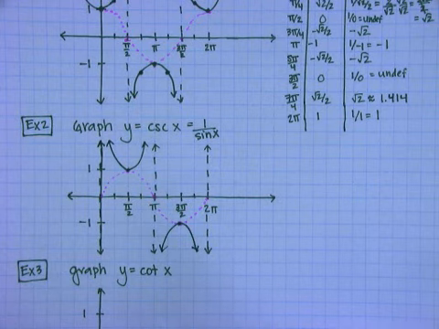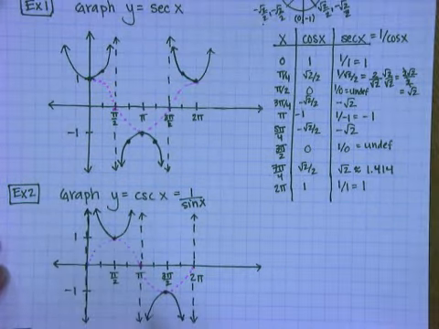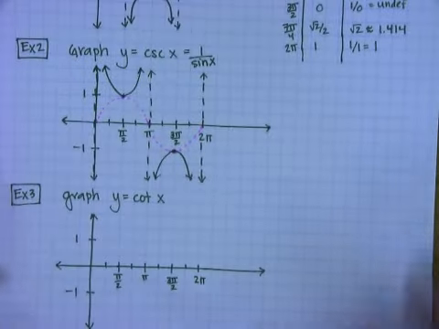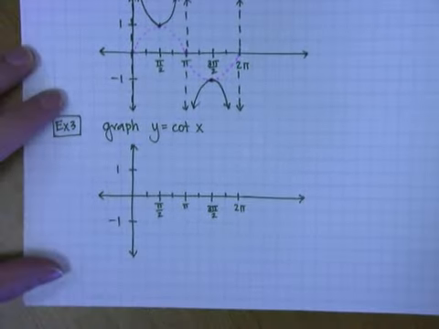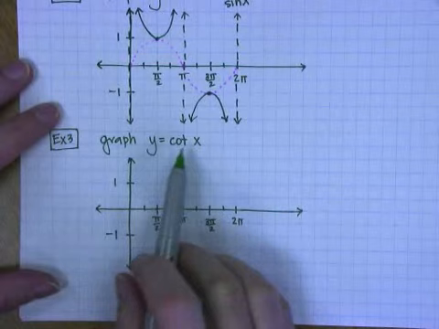So there's your cosecant curve, which looks a lot like your secant curve, just shifted over a little bit. Just like sine looks a lot like your cosine, just shifted over a little bit. Last but not least is cotangent.